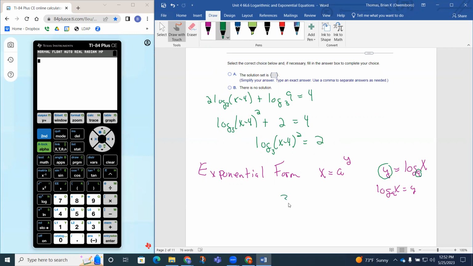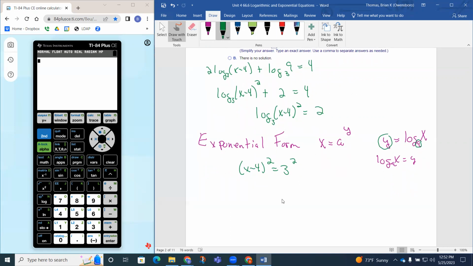So this 3 squared comes together, and then the x minus 4 squared becomes the x part. So it forms the other side of the equation. So notice how the 3 is the a, the 2 is the y. They create one side of the equation, and then this x minus 4 squared is the x part. So what I have now is a quadratic equation. So I have x minus 4 squared equals 9.